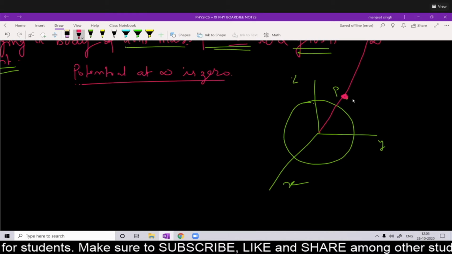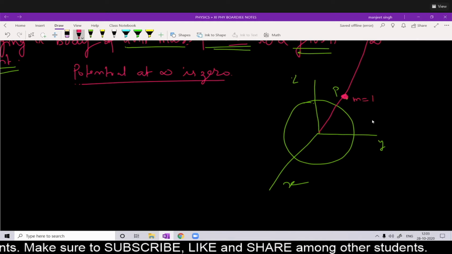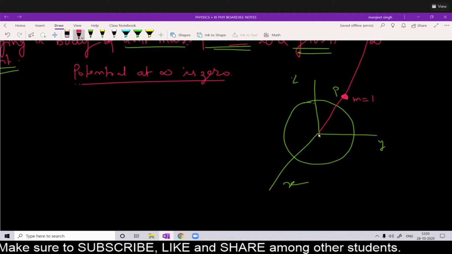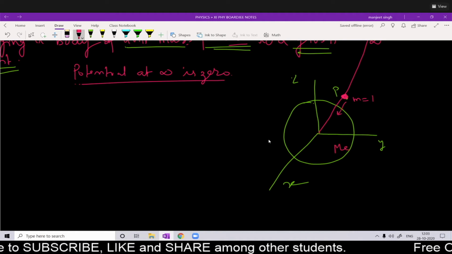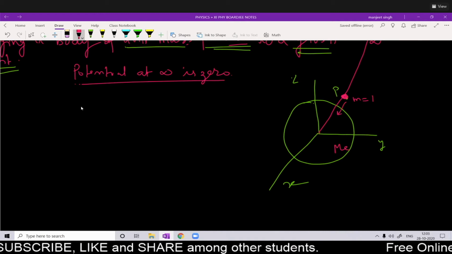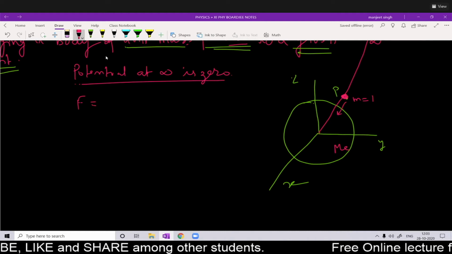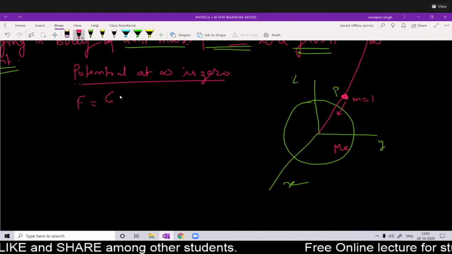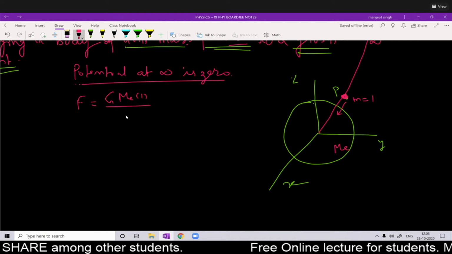Let us see, this is a body of unit mass, m is equal to 1, and suppose this is earth and its mass is Me, then it will attract this in this direction. What is the force by the earth on this mass? The force is given by G Me m upon r square.